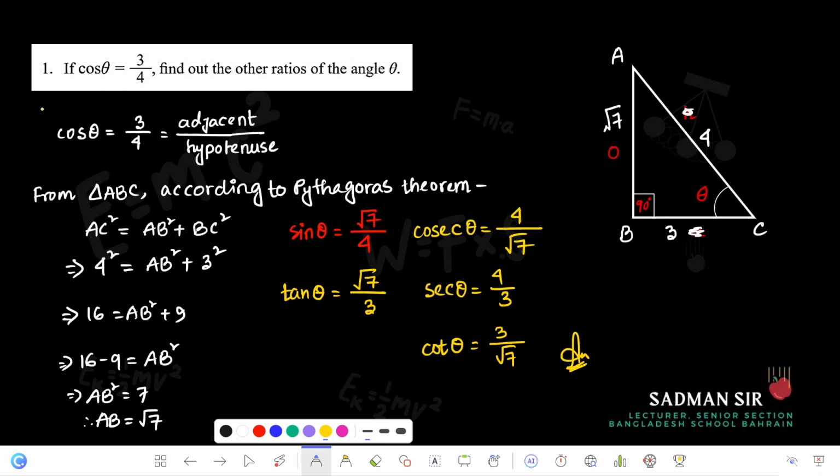So if one trigonometric ratio is given, using this geometrical figure and the Pythagoras theorem, we can easily find out the values of the other trigonometric ratios. I hope this is clear, and if you have any doubt, kindly let me know.